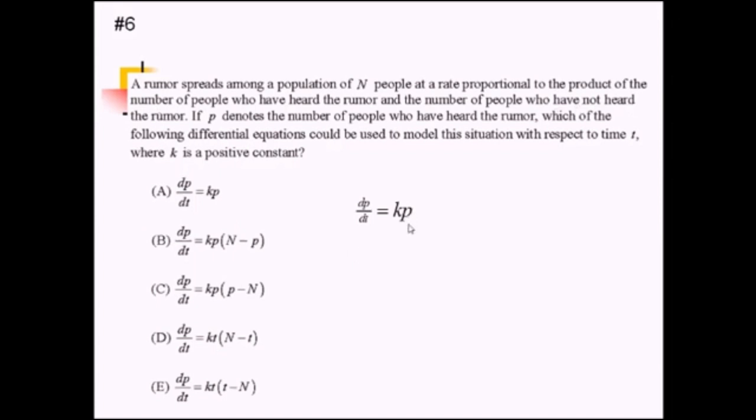Well, how many people haven't heard the rumor? There are n total people. If P of them have already heard the rumor, that means that n minus P of them have not heard the rumor. So this is the setup we're looking for here, and that would be answer choice B.